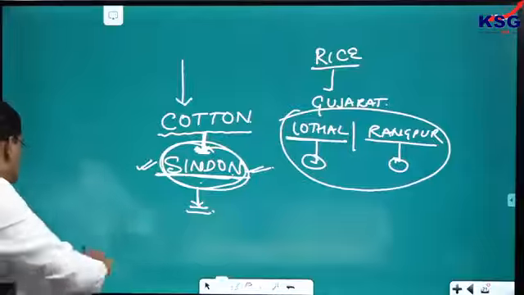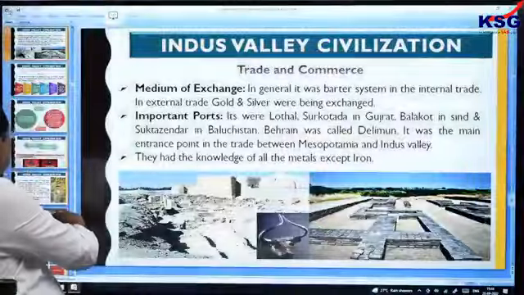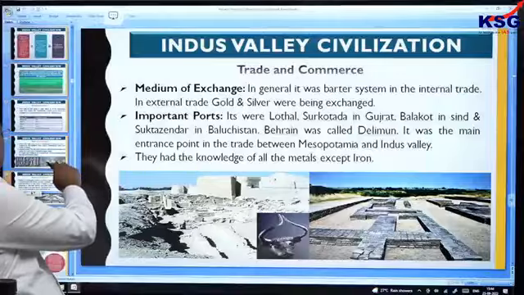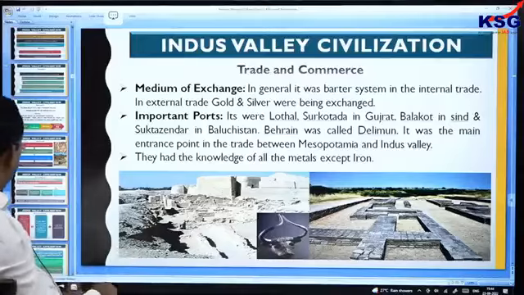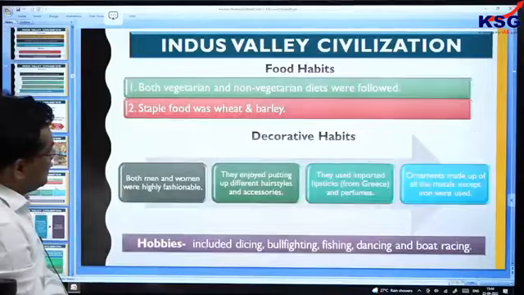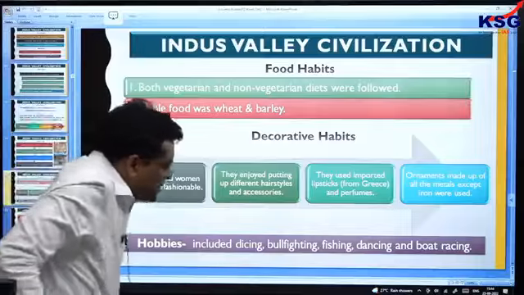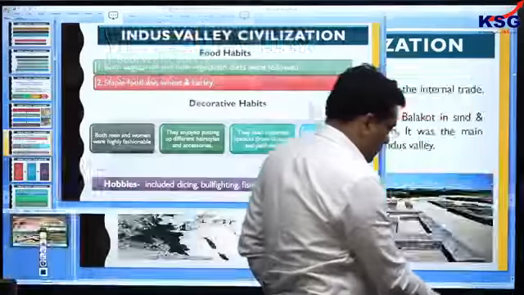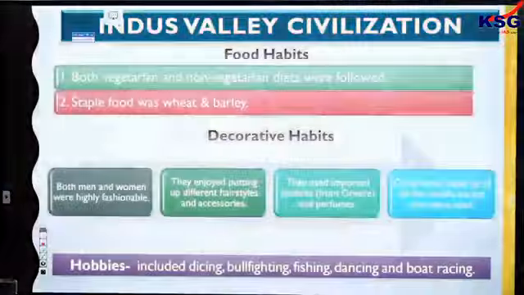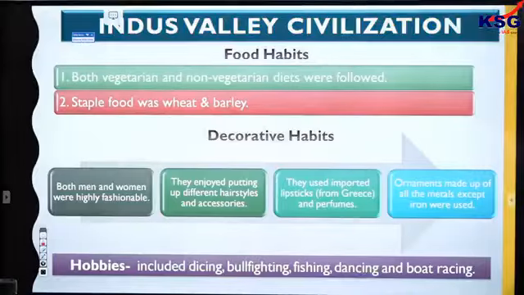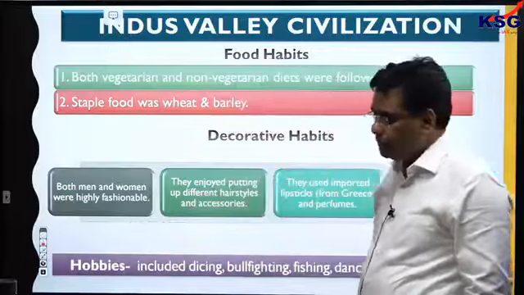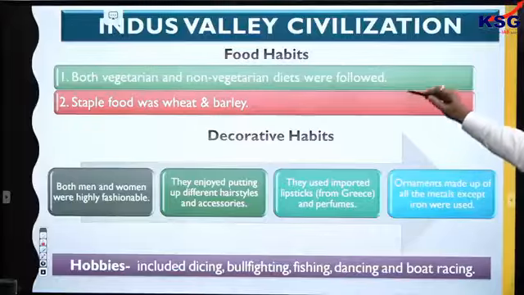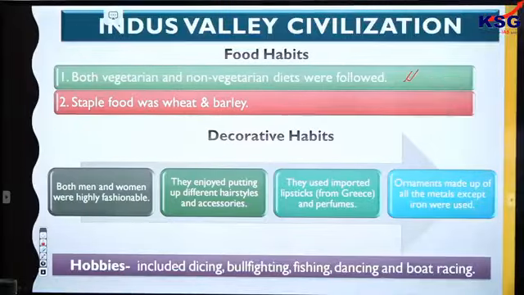Okay, so this is agriculture. What actually were they eating? Let us see what they were eating. Then we'll come to the religion of the Indus Valley civilization. Food habits, right? They had very excellent food habits. It is said that both vegetarian and non-vegetarian diets were followed. Staple food was wheat and barley.